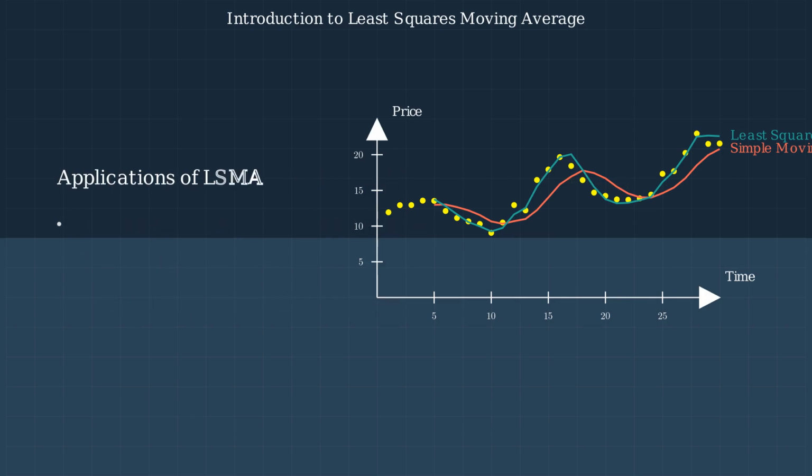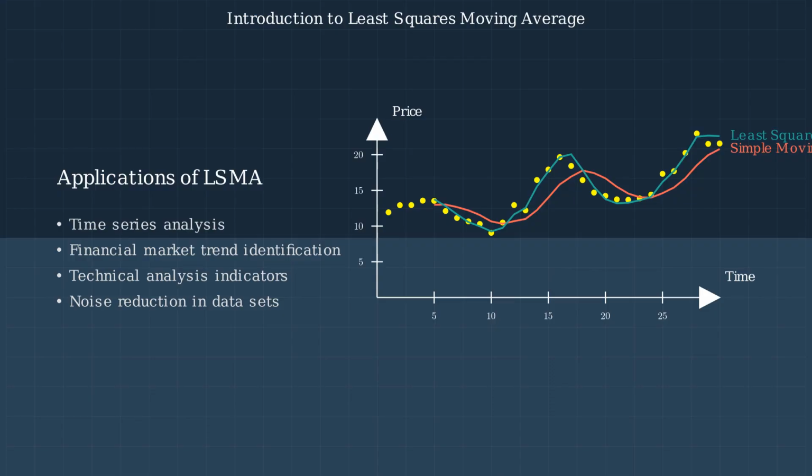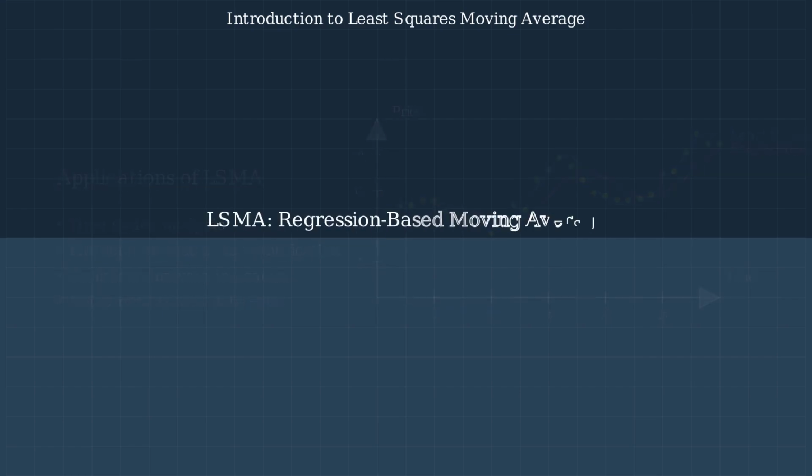LSMA has valuable applications across multiple domains. In time series analysis, it helps identify underlying patterns without the distortion of noise. In financial markets, traders use LSMA to identify trend direction and potential reversal points with greater accuracy than traditional moving averages. Its ability to reduce noise while preserving the essential trend information makes it particularly valuable for analyzing volatile datasets. In summary, the least squares moving average offers a regression-based approach that provides superior trend identification compared to traditional moving averages.